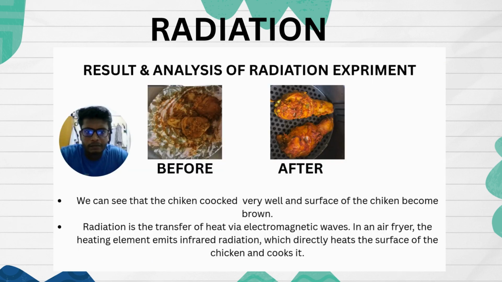Result and analysis of the radiation experiment. We can see here before cooking and after cooking the chicken by air fryer. We can see that the chicken cooked very well, and the surface of the chicken became brown. Radiation is the transfer of heat via electromagnetic waves in the air fryer. The heating element emits infrared radiation which directly hits the surface of the chicken and cooks it.